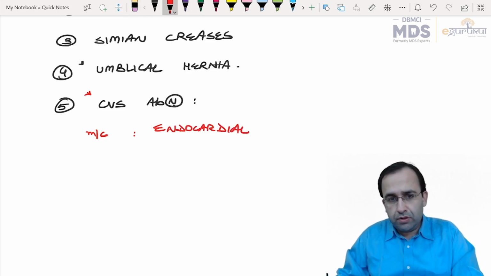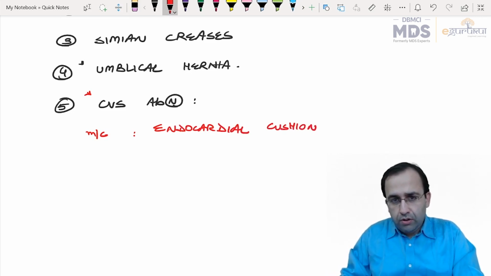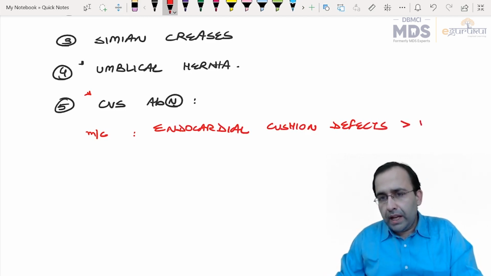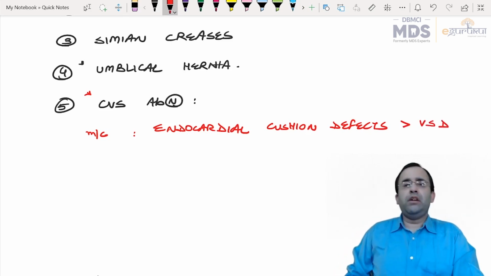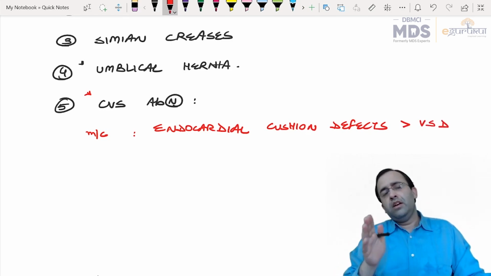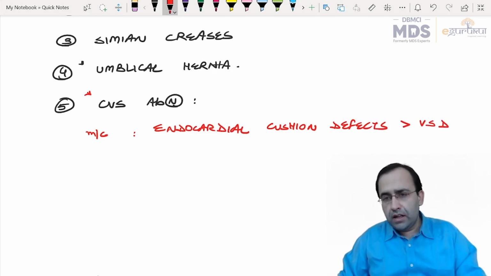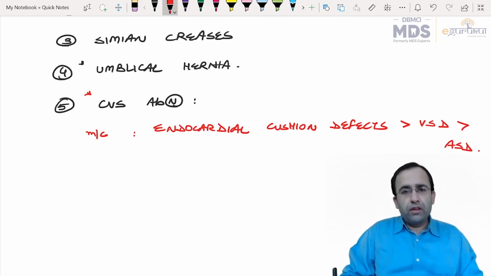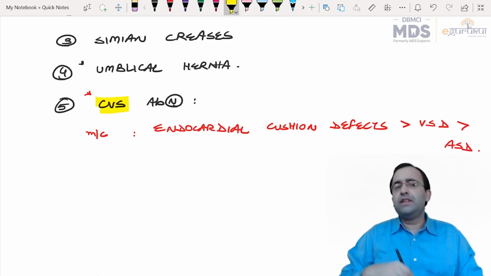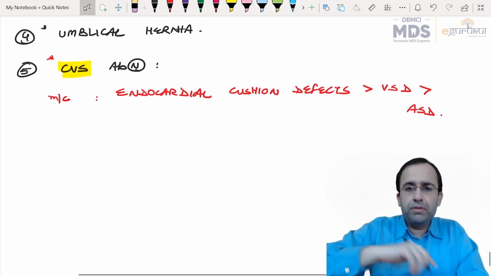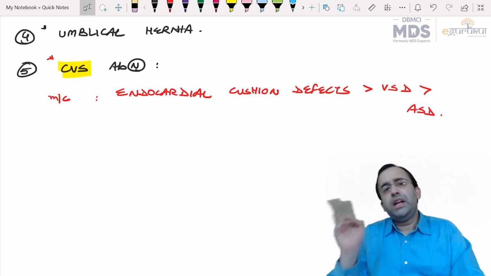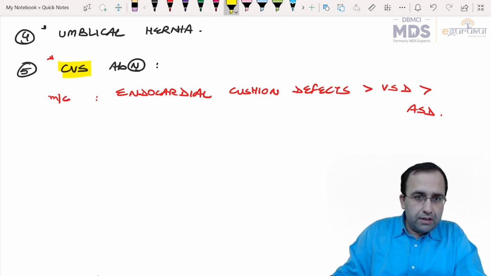Again, a commonly asked question in which students go wrong. Endocardial cushion defects are the most common CVS abnormality in Down syndrome, followed by ventricular septal defects, VSD, followed by atrial septal defects. So Downs is associated with CVS abnormalities, the most common being endocardial cushion defect, followed by VSD, followed by ASD.